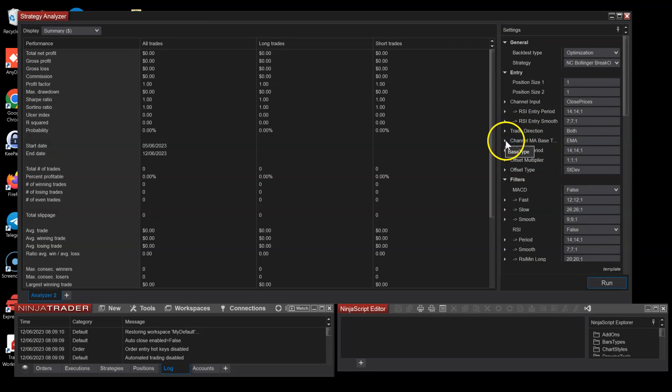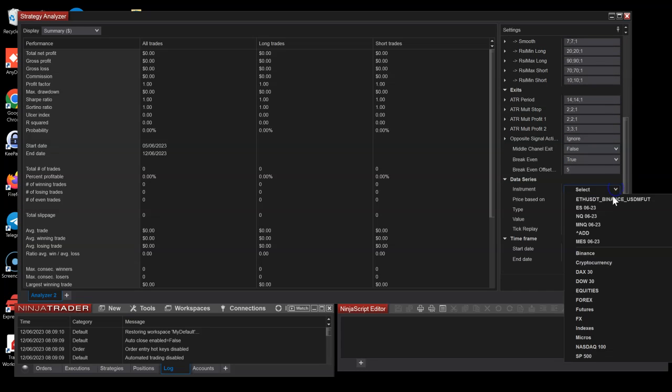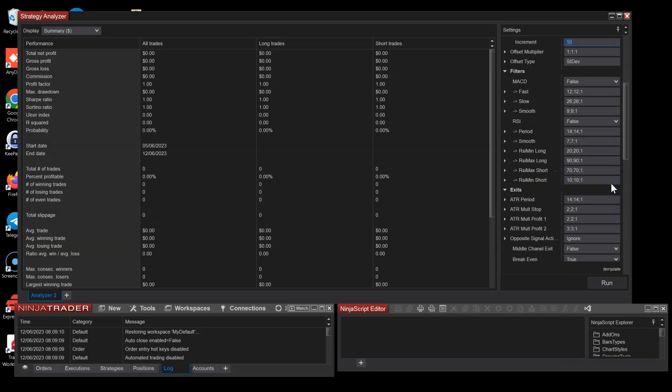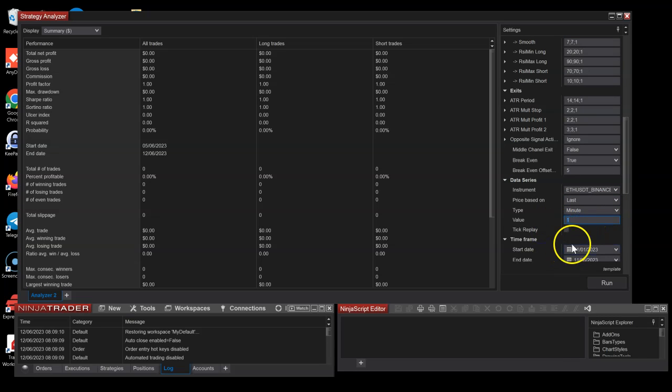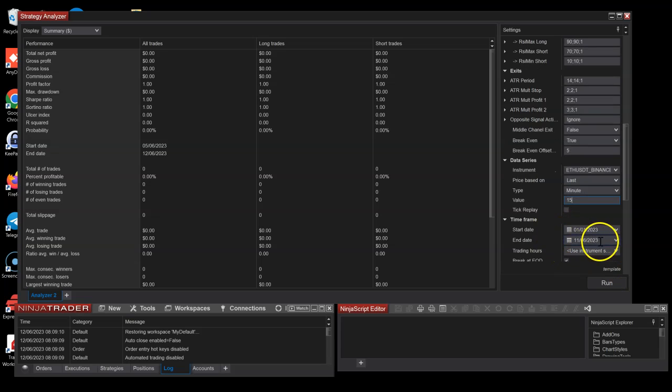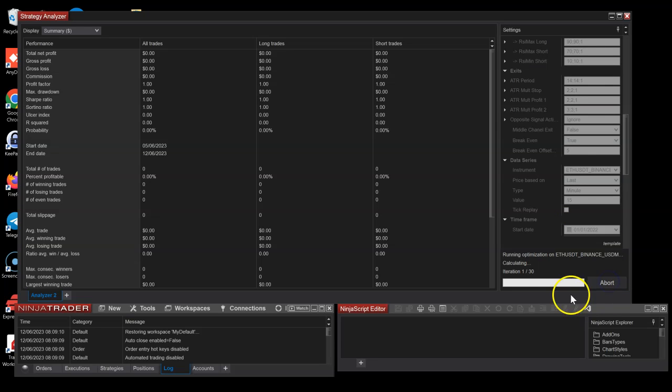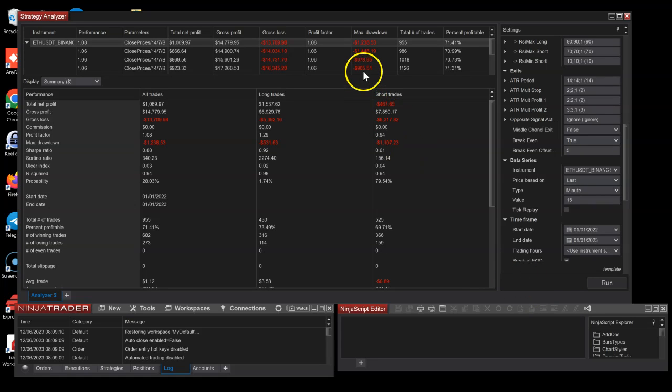So the channel MA base, I'm not going to do that. For the period, I'm going to start from 10 and go up to 300 with a step of 10. Now I'm going to select my symbol. Here's my instrument, and here's my 15-minute chart. I'm going to be running like this. So that's 30 iterations. That's not a lot at all.